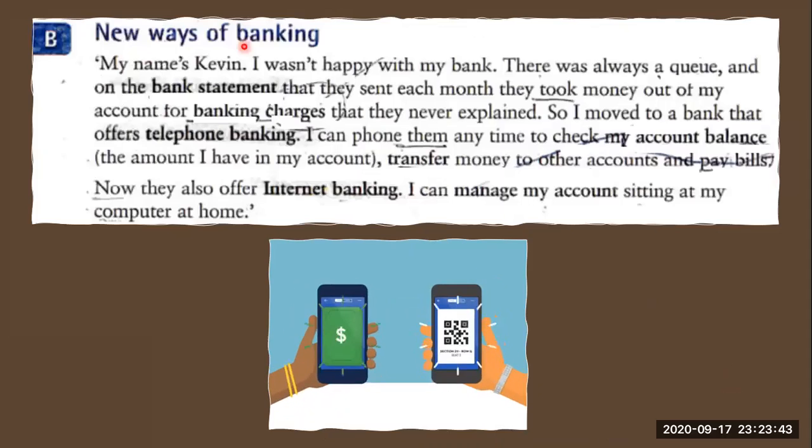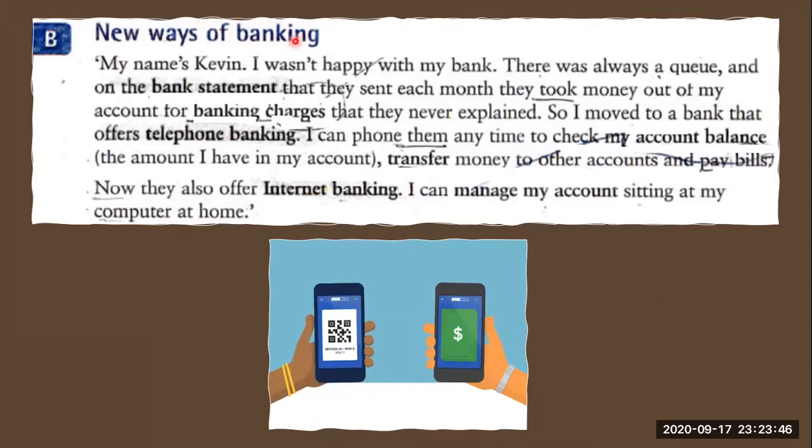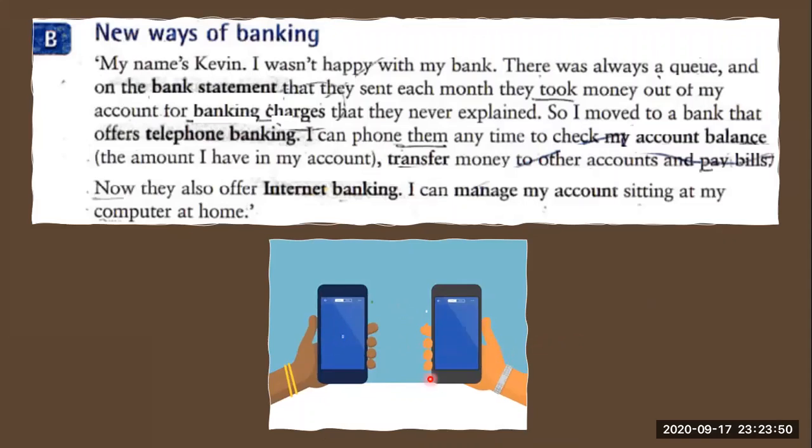Now, new ways of banking. As you can see here in the picture, basically it's what we do right now. It's the way we are moving money, right? Cell phone to cell phone or computer to computer, by using some applications or some websites that let you pay online. So here is the case of Kevin. The other girl was Lisa. This is Kevin. He wasn't happy with his bank. There was always a queue. Queue is a line, but this is a British word for a line, when you make a line to buy something. So there was always a line, and on the bank statement that they sent each month, they took money out of my account for banking charges that they never explained.